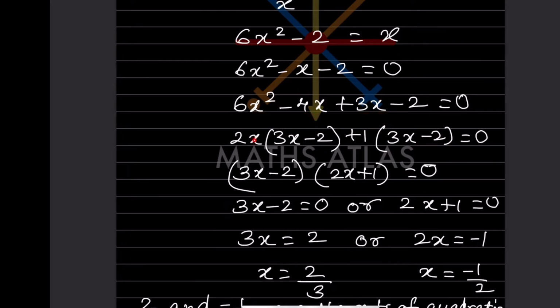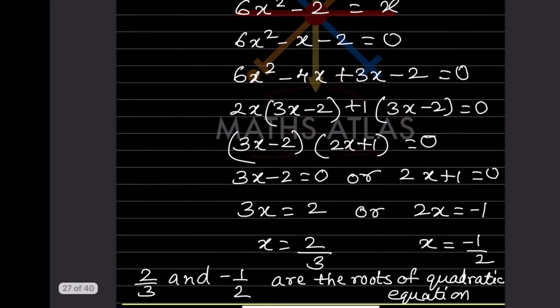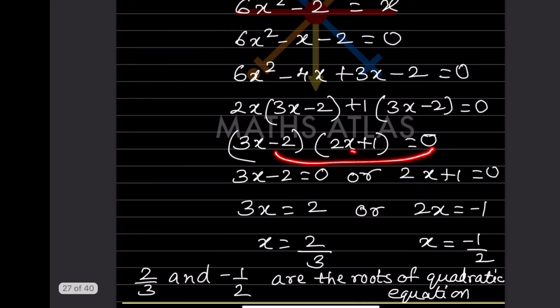From the first one, 2x is common. So what remains in the bracket is 3x minus 2. This plus sign as it is. Here nothing is common, so we are going to write only 1 and this in the bracket. So now you can see both the brackets are the same. So 3x minus 2, and this is going to be 2x plus 1, that is 0. So either this is going to be 0 or this is going to be 0. So 3x minus 2 is equal to 0 or 2x plus 1 is equal to 0.